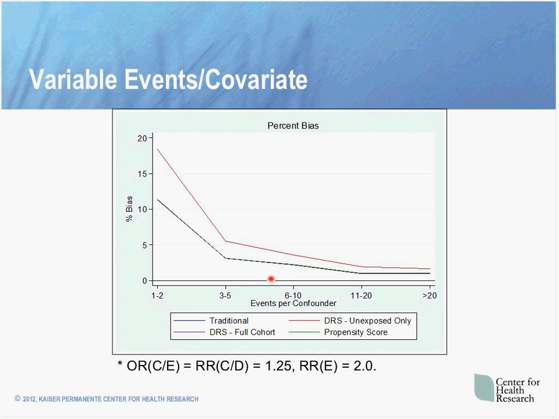We also looked at events per confounder, from 1 event per confounder up to more than 20 events per confounder. We saw the unexposed disease risk score approach doing a little bit worse, with the bias increasing as the events per confounder got worse.